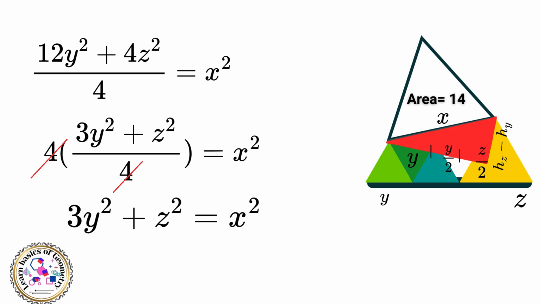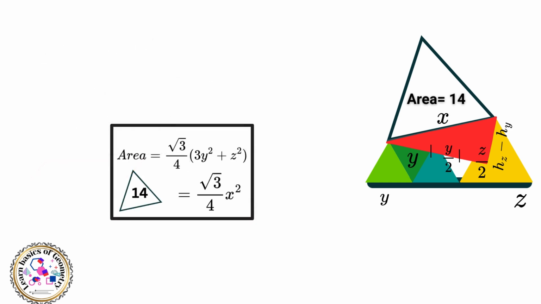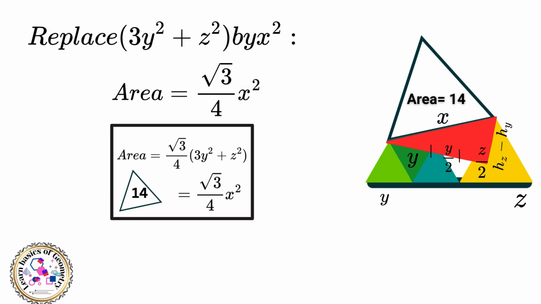That is beautiful because 3y squared plus z squared is exactly the piece we needed for our total area formula. So the total area of the four inner triangles is square root of 3 over 4 times x squared. But wait, that is exactly the same as the area of the largest triangle, and the area of the largest triangle is 14. So, the total area of the four smaller equilateral triangles is also 14 square units.